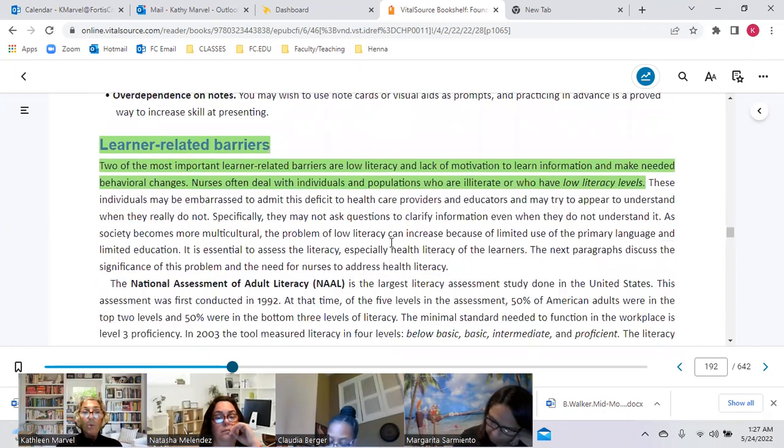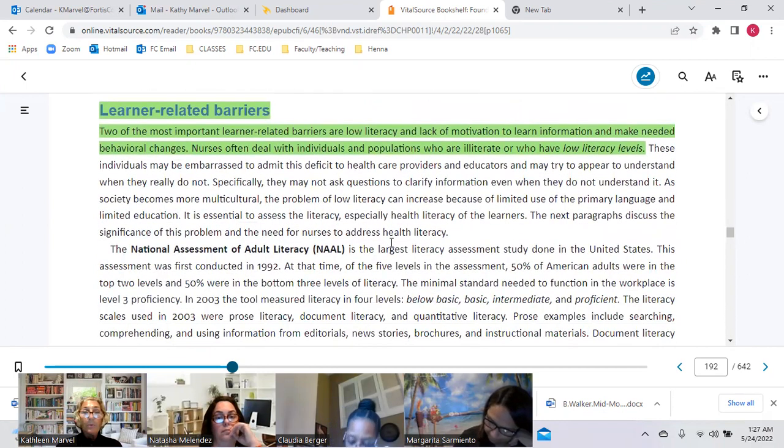And then what are some learner related barriers? We know that this is important. Two of the most important learner related barriers are low literacy and lack of motivation. Nurses often deal with individuals and populations who are illiterate or have low literacy levels, and that can be difficult to identify and assess, right?